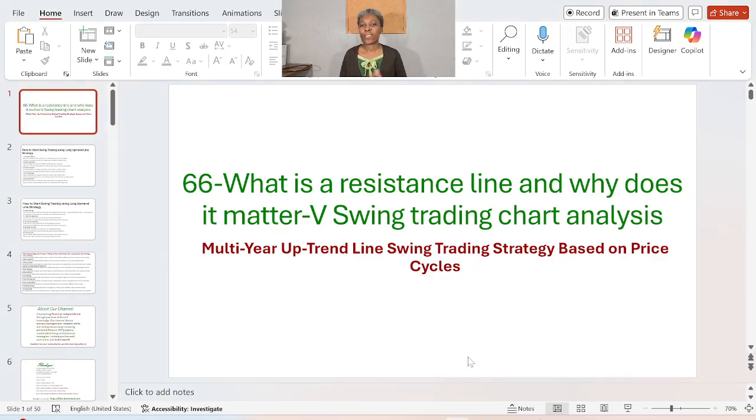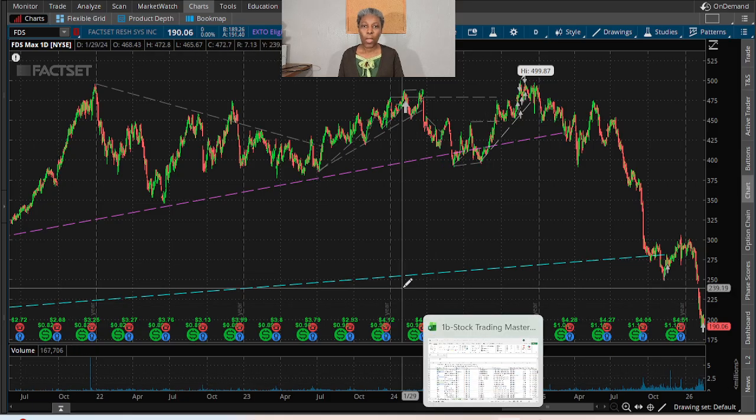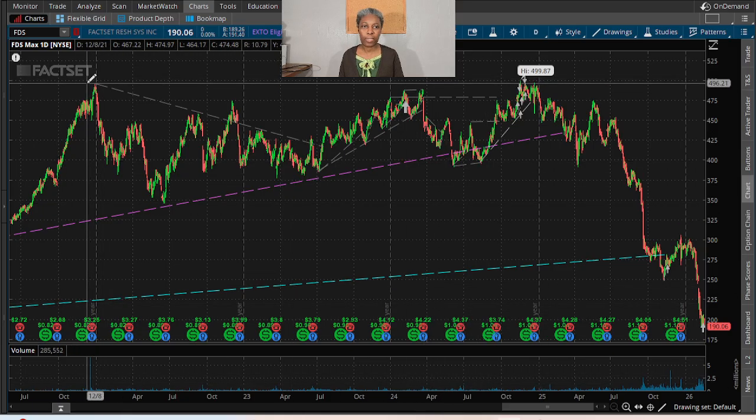Hello, what is resistant line when it comes to swing trading and why does it matter? Well, resistant line is traced at the top of the mountain. Let's pick an example here.